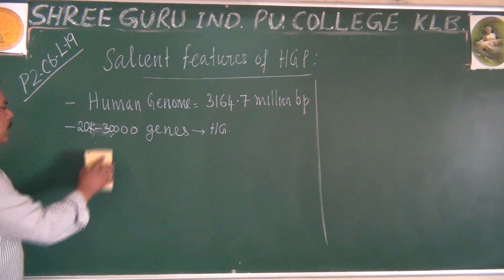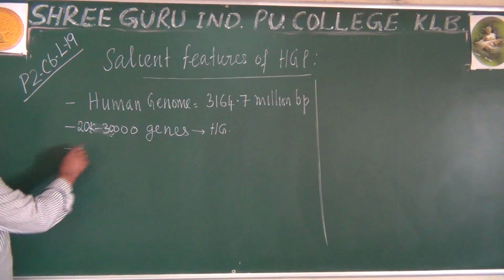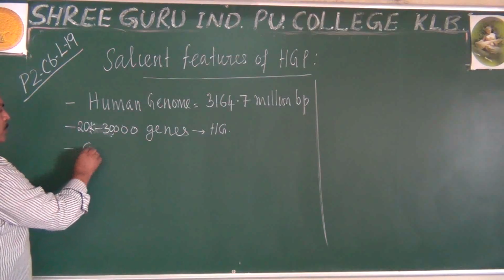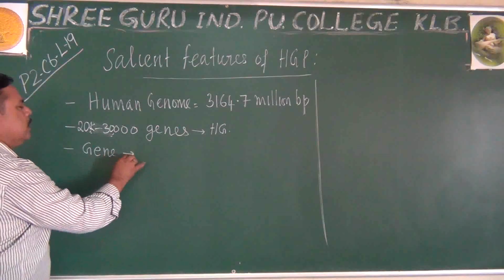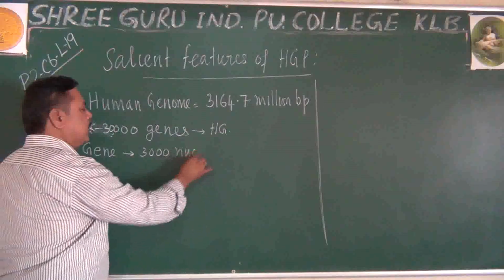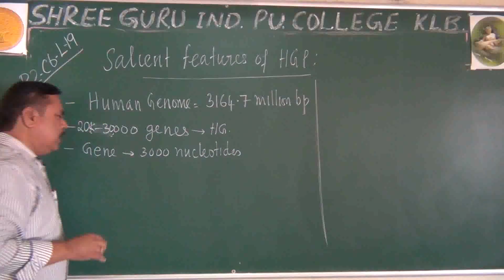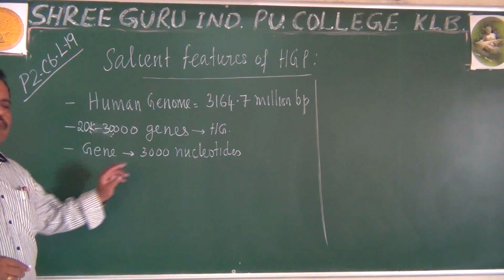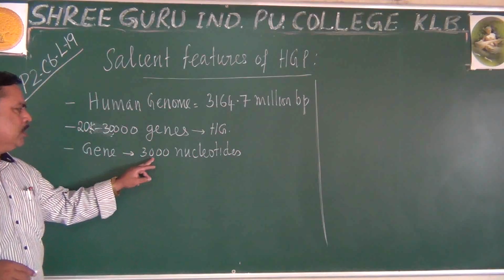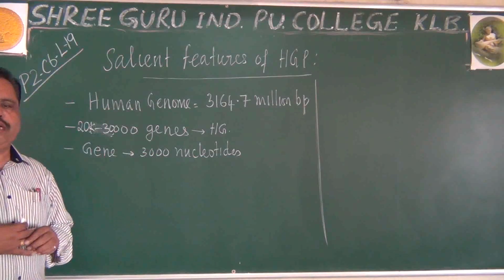It was covered. And then another point: on average, a gene contains about 3,000 nucleotides. That also was proven here. With 30,000 genes, an average gene contains around 3,000 nucleotides.